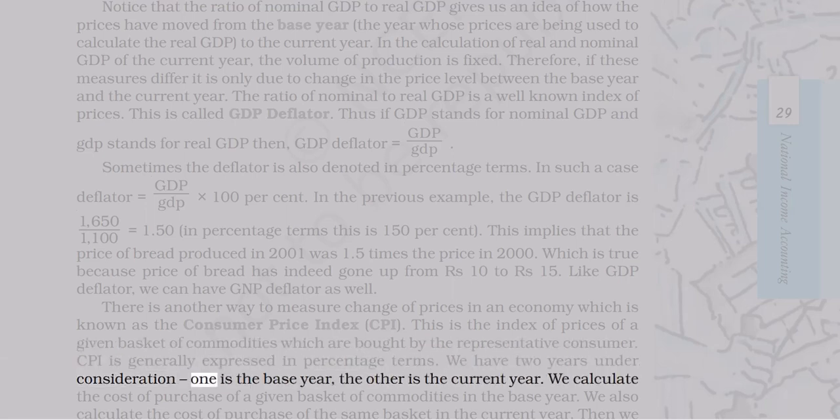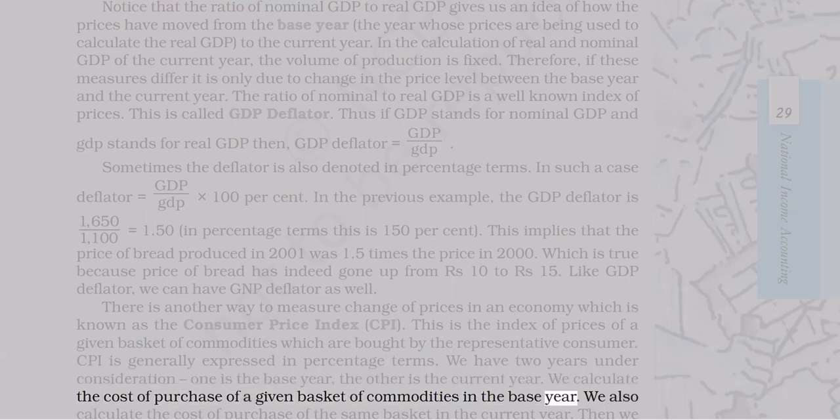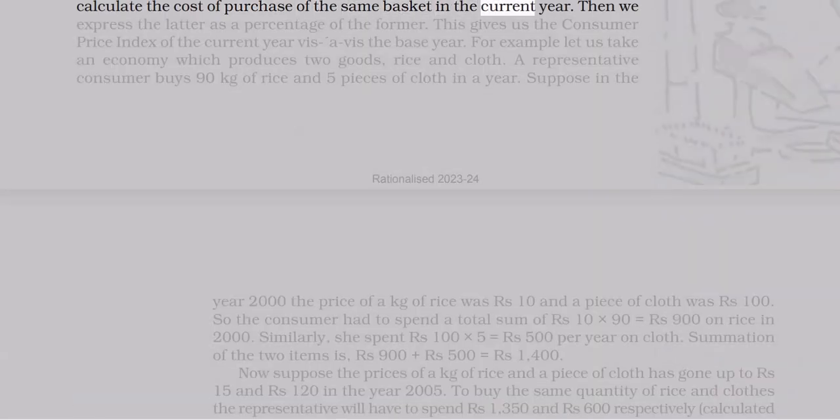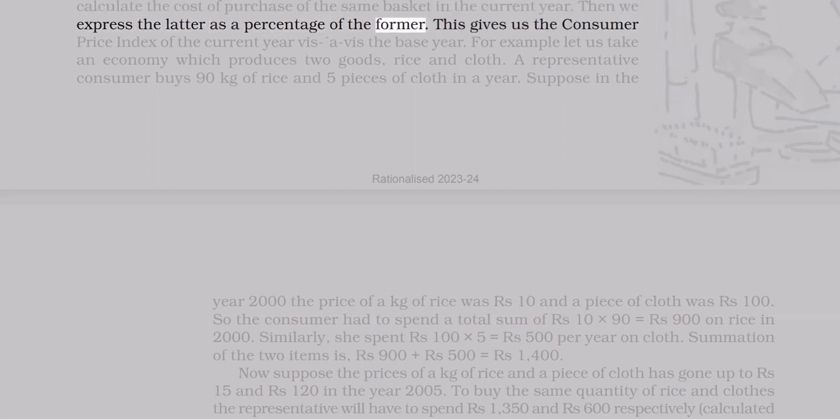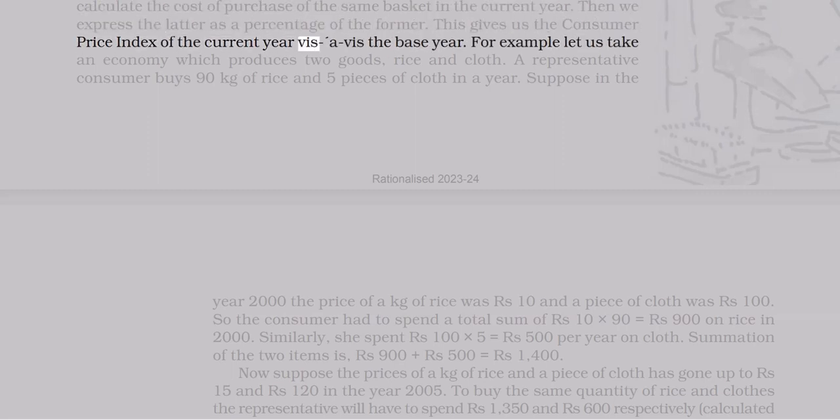We have 2 years under consideration. One is the base year, the other is the current year. We calculate the cost of purchase of a given basket of commodities in the base year. We also calculate the cost of purchase of the same basket in the current year. Then we express the latter as a percentage of the former. This gives us the Consumer Price Index of the current year, with this being the base year.